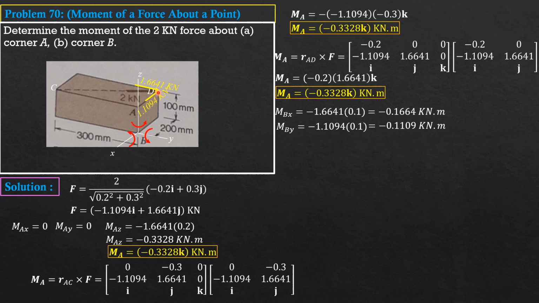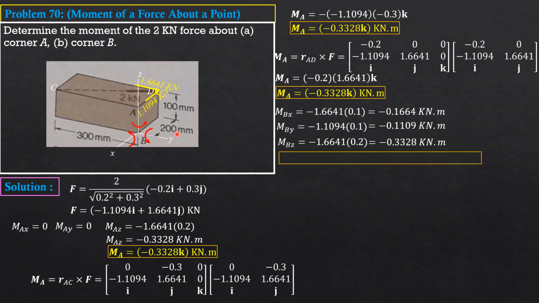1.1094 passes through Z, so it's 0. 1.6641 is opposite again in that direction, so negative 1.6641 times this distance, which is 0.2. So MBZ is negative 1.6641 times 0.2, equal to negative 0.3328 kilonewton meter. So in vector form, MB is negative 0.1664 I, negative 0.1109 J, negative 0.3328 K kilonewton meter.